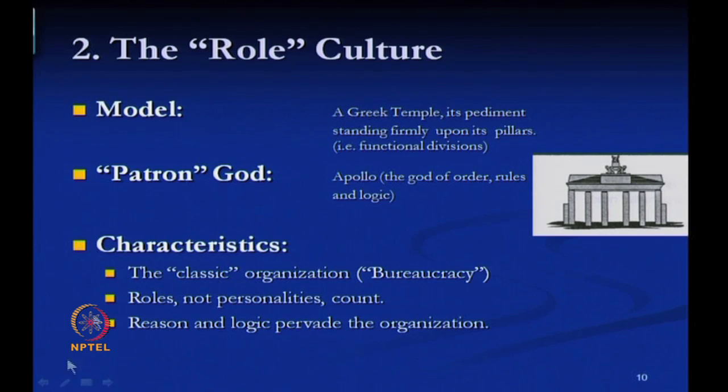The next pattern will have to do with the role culture, which can be represented by the symbol of the temple. The temple here represents symbolism which rests on pillars. That is, such an organization would have functional divisions, which is why the symbolism of a temple. The characteristics of such a function are bureaucracy, roles, reason and logic.